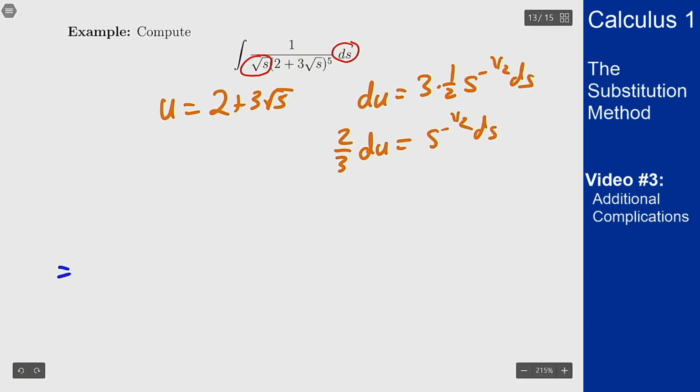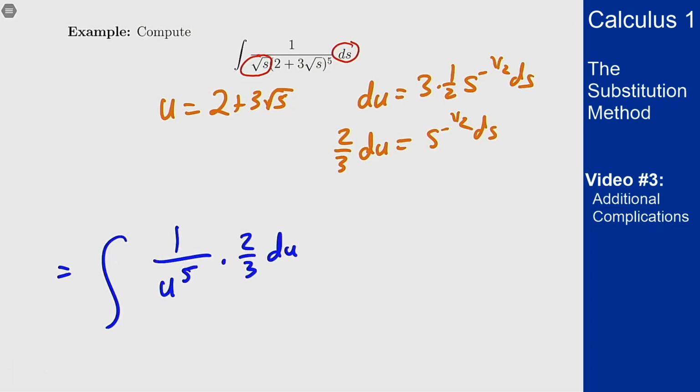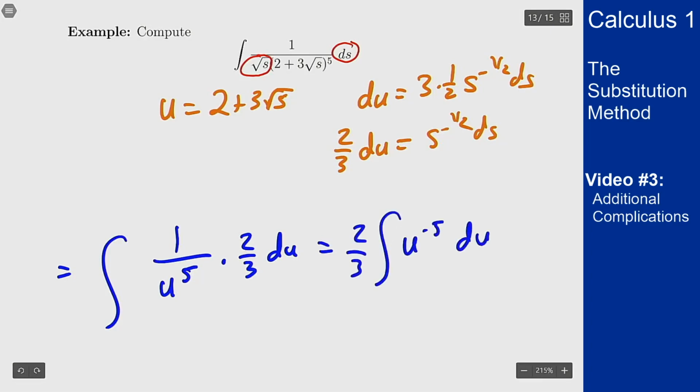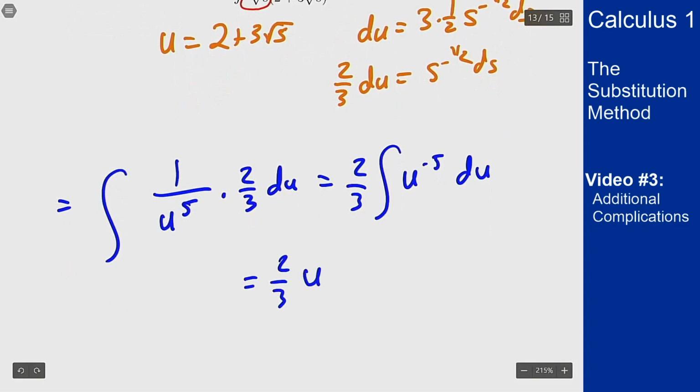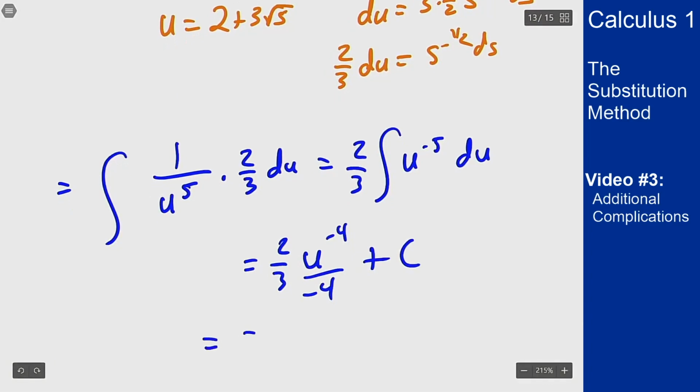And I get then the integral of 1 over u to the fifth times a 2/3 du, or 2/3 integral of u to the minus 5 du. That I can now integrate. It's a power, so I know what to do. 2/3 u to the minus 4th over minus 4 plus c. I'll end up here with a negative 1/6 when I simplify the fractions, and then (2 plus 3 root s) to the minus 4 plus c.